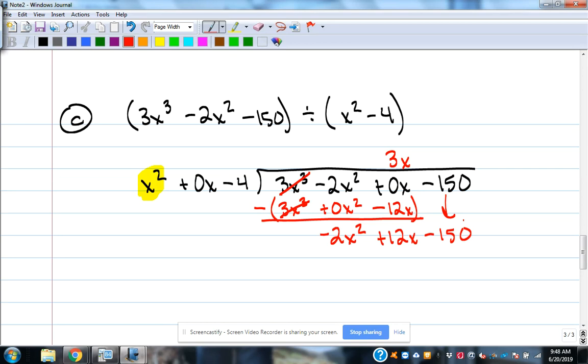This problem's going to be a little shorter because, look how far we got. We already got to the last term. So it's going to be just a two-step thing here. So again, we're looking at the front piece of each of these. What times x squared gets me negative 2x squared?